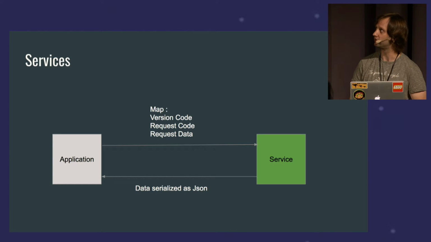using JSON. Then the Android service gets this map, and because it has the version code and the request code, we basically have a big switch, and using this request code, we make the right request to the API that our service is using, or anything else. And once it has retrieved the data, it is serialized again as JSON and sent back to the application.